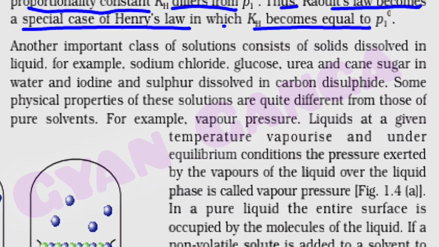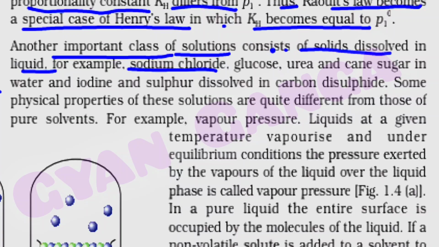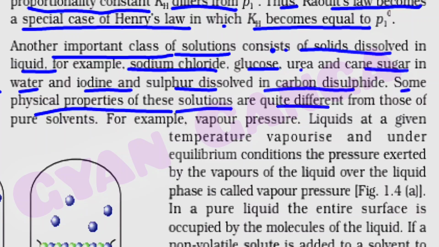Vapor pressure of a solution of solid in liquid. Another important class of solution consists of solid dissolved in liquid, for example, sodium chloride, glucose, urea, and cane sugar in water, and iodine and sulfur dissolved in carbon disulfide. Some physical properties of these solutions are quite different from those of pure solvents.